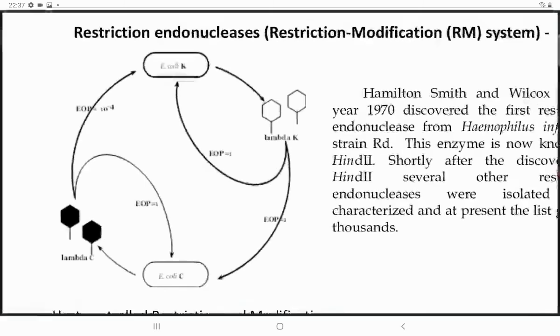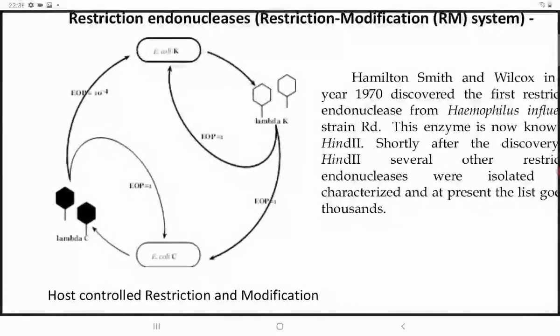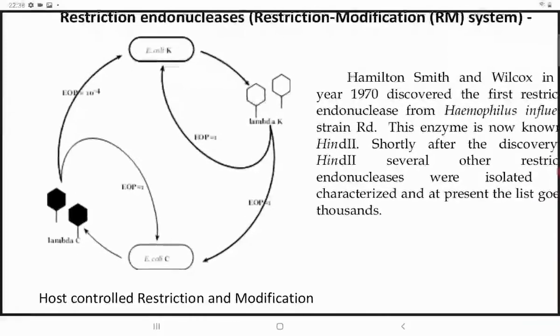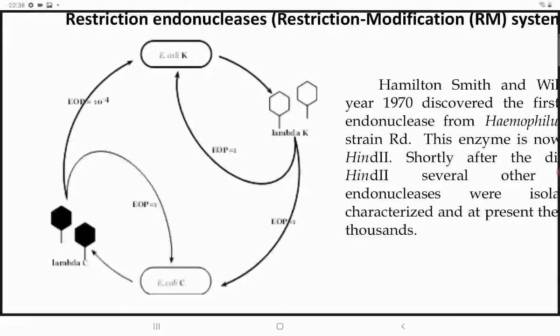So here this picture shows how this restriction modification system works. Here there are 2 strains of E. coli, K and C, and there are 2 strains of phages, lambda C and lambda K. The lambda C phage is the actual lambda C, E. coli C is the actual host of lambda C phage. It is not the actual host of lambda K.